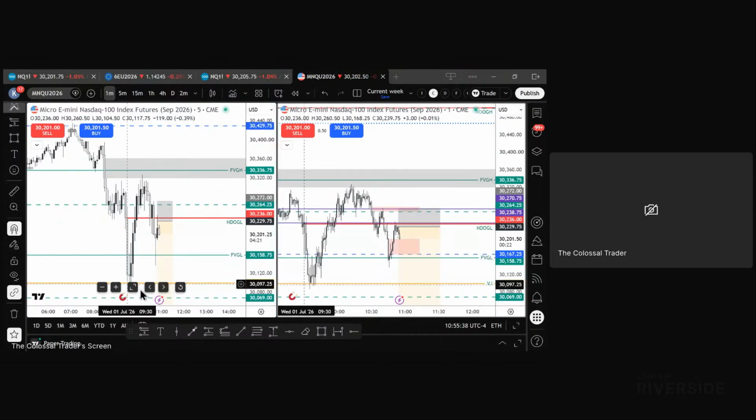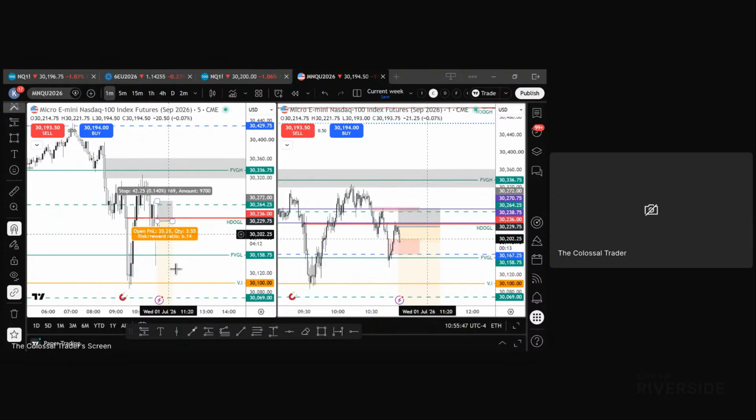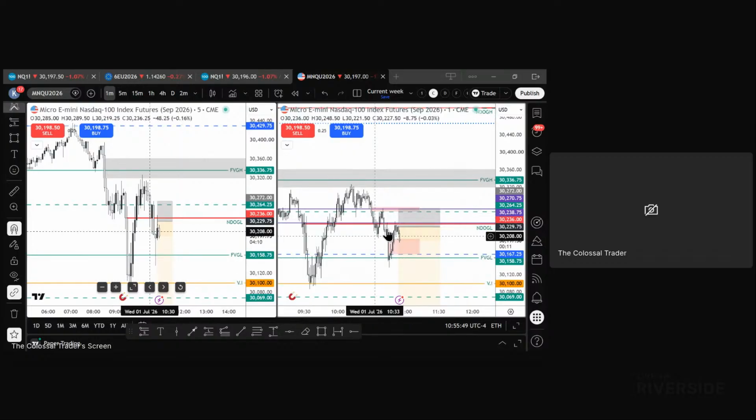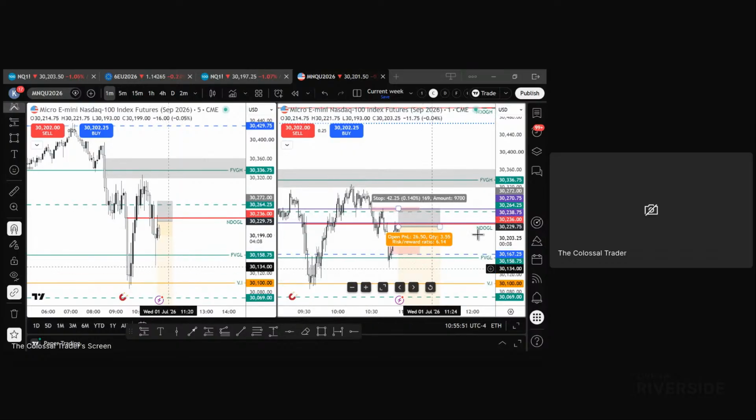Because then it takes out the liquidity. I feel like it should. Yeah, that looks like it. Expect that move lower, guys.